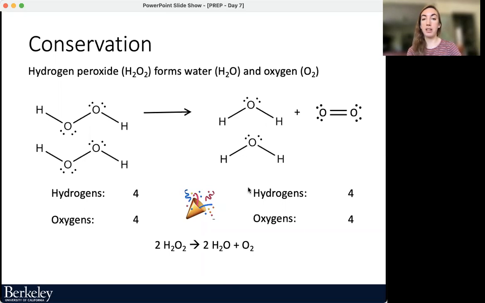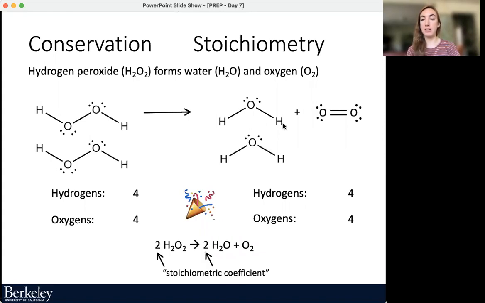What we're doing there is called stoichiometry. For those of you who hadn't done this in high school, that's what that word means. And these numbers that indicate how many of each type of molecule we need are called stoichiometric coefficients, which is a big word that just means how many of each molecule I need in order to make this reaction balanced so that I'm not creating or destroying any type of atom.